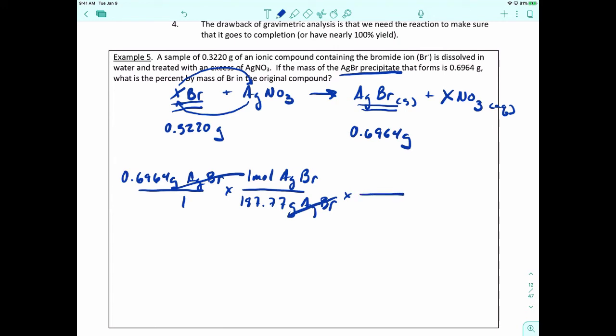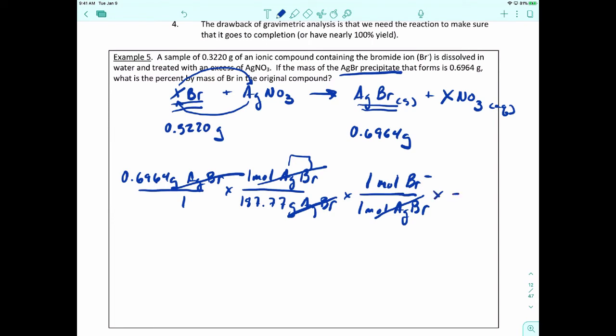Now we need to figure out how many moles of bromide ion we have in 1 mole of AgBr. Since you're making one mole of AgBr, you're going to need 1 mole of bromide ion to make 1 mole of AgBr. So on the bottom I'm going to put 1 mole of AgBr, and for every mole of that, we're going to have 1 mole of bromide ion, Br minus. So moles of AgBr cancel out. What we want to know, though, is how many grams of bromide ion we actually have.